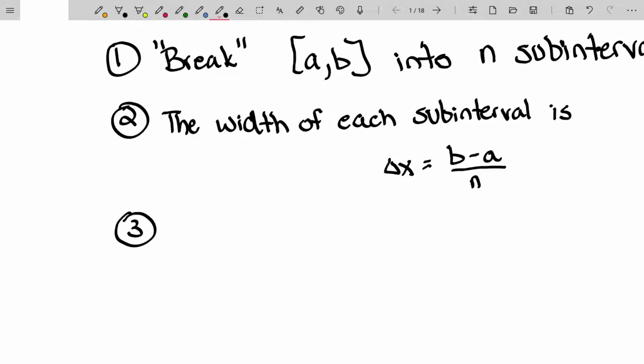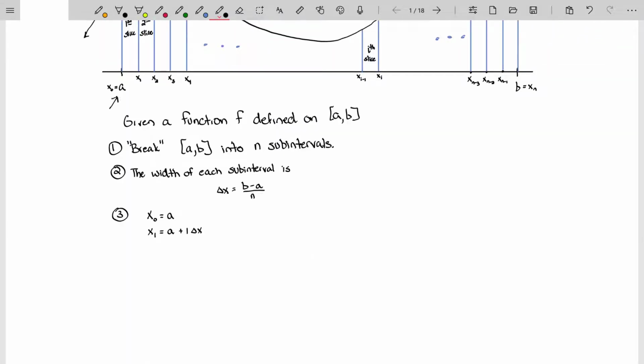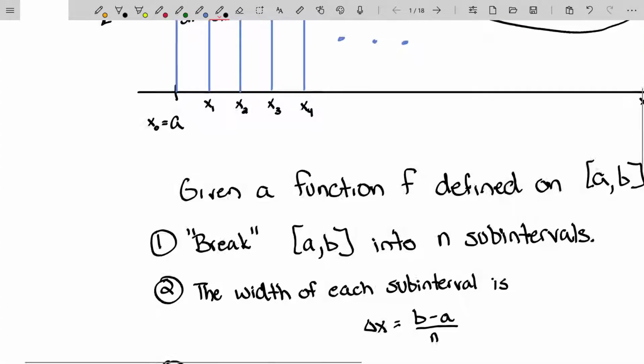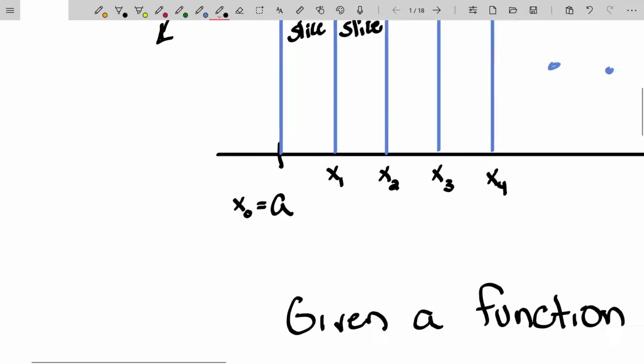In fact, let me justify it this way. X sub 0 is equal to a. X sub 1, well, to get to x sub 1 from a, I would add 1 step. Remember, delta x is our width of each of those slices. So to get from a to x sub 1, I would step by 1 step of delta x. If I wanted to get to x sub 2, I could start at a and take 2 steps of size delta x. If I want to get to x sub 10, I would take 10 step sizes.